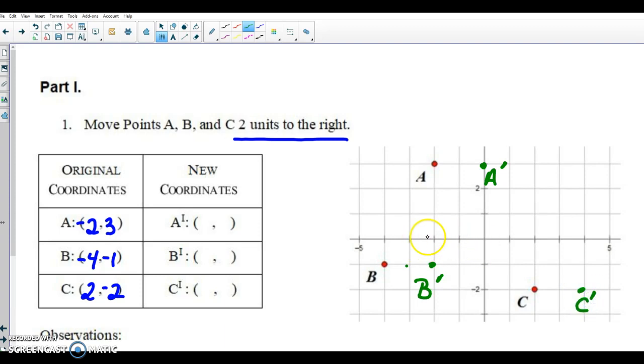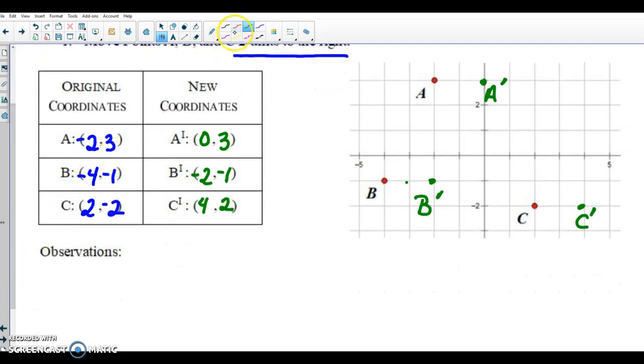So my new coordinates now, A prime is 0, 3. B prime is -2, -1. And C prime is +4, -2. Now, I want you to pause the video, and I want you to look at your coordinates. Look at A, how does A compare to A prime? How does B compare to B prime? And how does C compare to C prime? Are there any patterns that you see? So go ahead and write those down, and when you're done, you can play the video again.